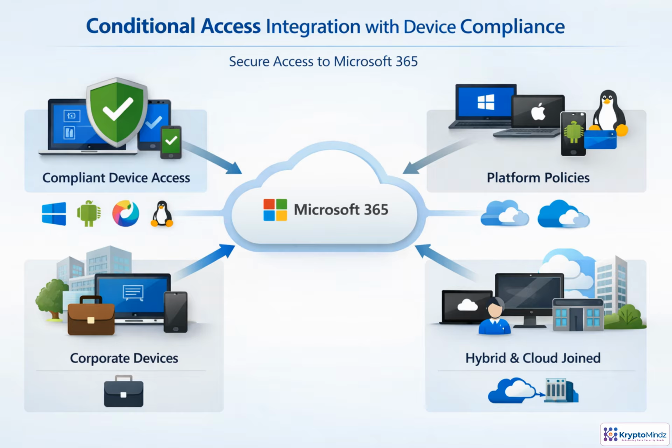Conditional access is where device management becomes an access decision. When a user signs in to Microsoft 365, Entra ID evaluates policy signals before allowing the session. A compliant device may be granted access, while a non-compliant device can be blocked or challenged with MFA. Policies can also vary by platform, so Windows, macOS, iOS, Android, and Linux can receive different controls. Ownership matters too. Corporate devices may be trusted differently than BYOD. Joined state, such as hybrid joined or cloud joined, helps align access with your identity and device strategy.